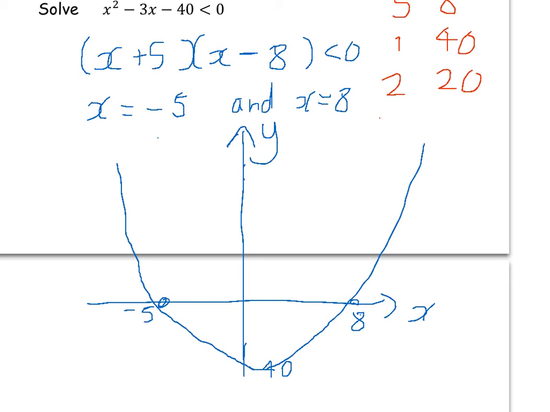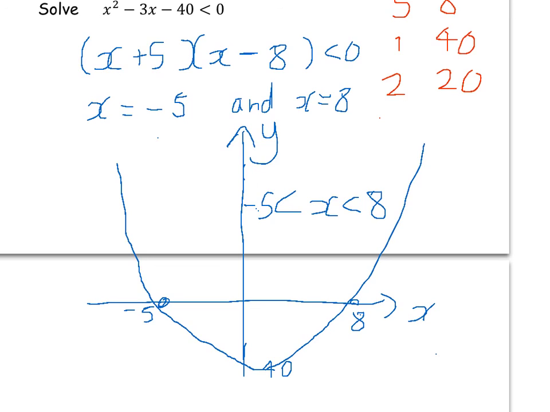Right, now, we're looking for where this is less than 0. So less than 0 is this section here. So, we're looking for values of x that are greater than -5, but less than 8. So this is written as -5 < x < 8. And that is the inequality that satisfies our question given.